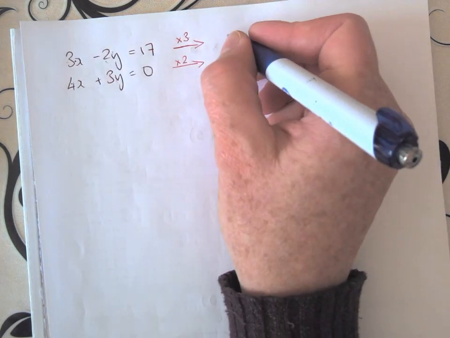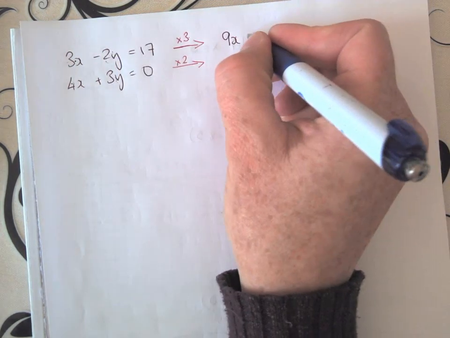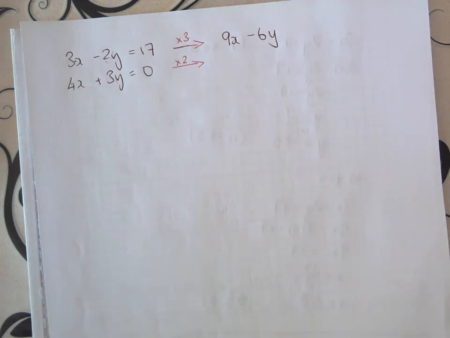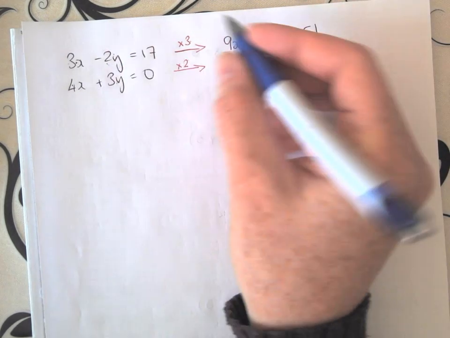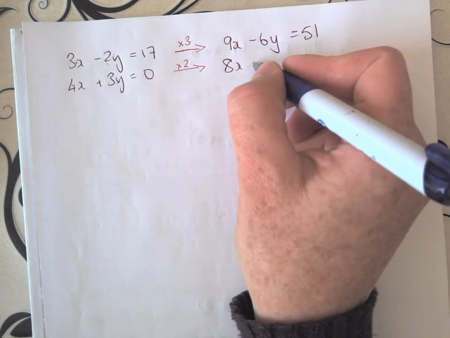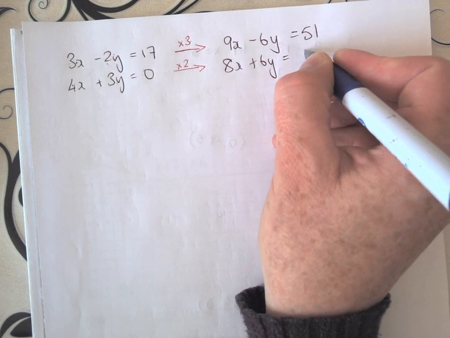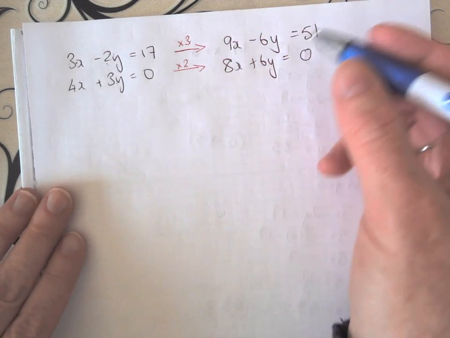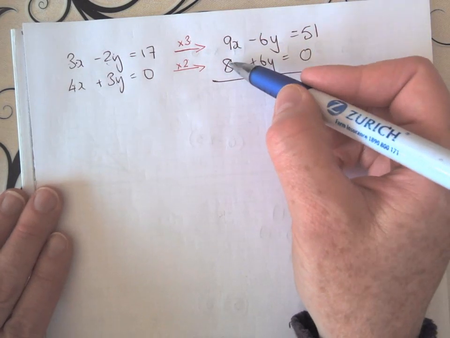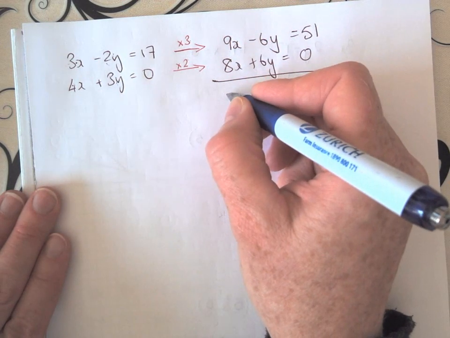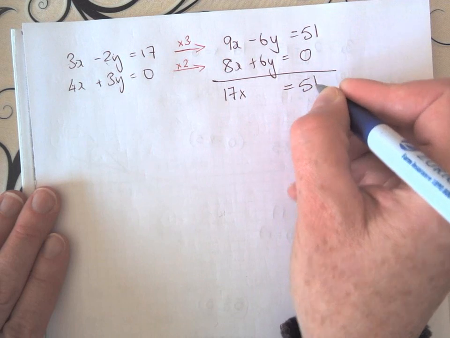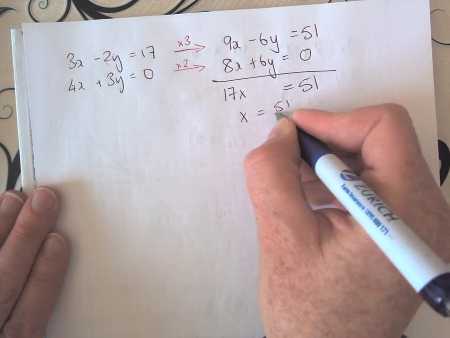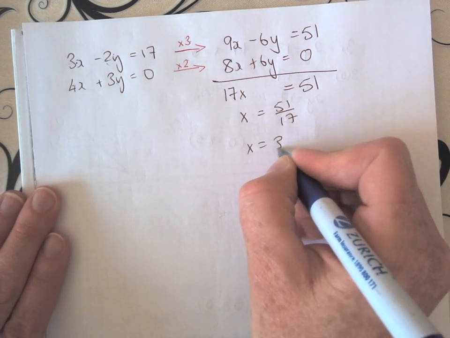So 3 by 3 is 9, 3 by 2 is 6, 3 by 17 is 51, and then 2 by 4 is 8, 2 by 3 is 6, and 2 by 0, don't make that mistake, anything times 0 is still 0, okay? So 9x and 8x is 17x, the 6 and the 6 are gone, and 51. So then x is equal to 51 over 17, so x is equal to 3.